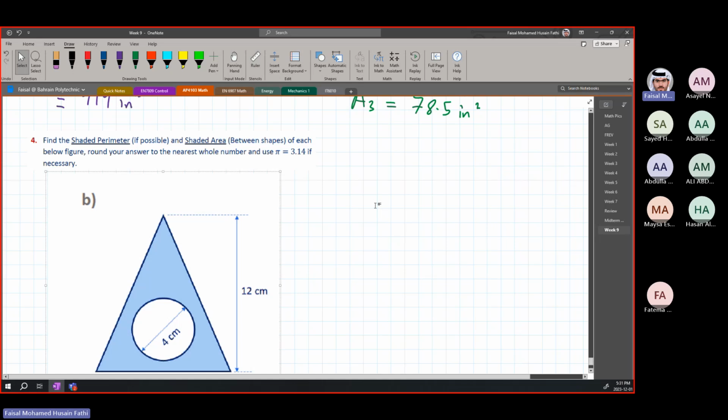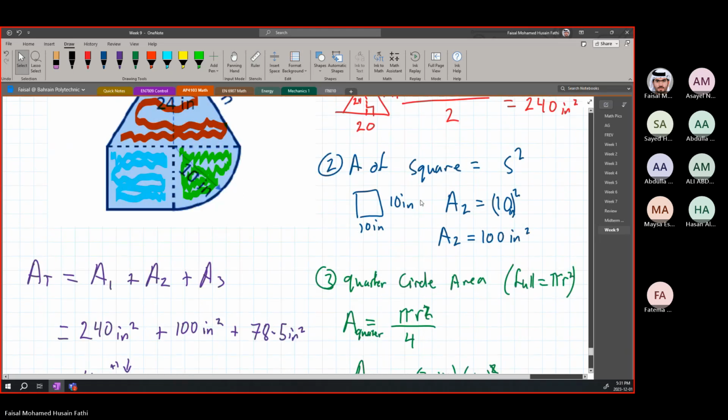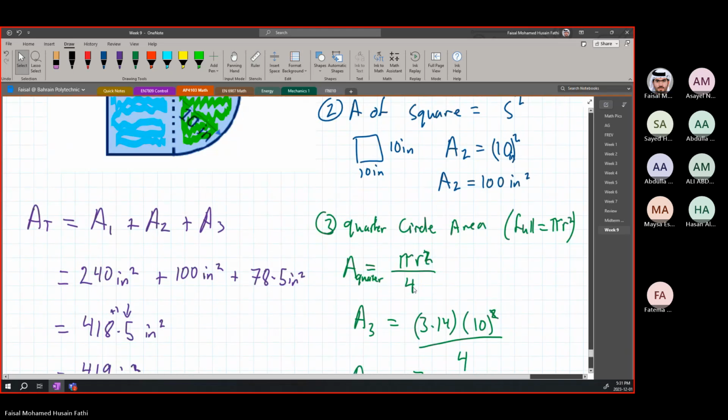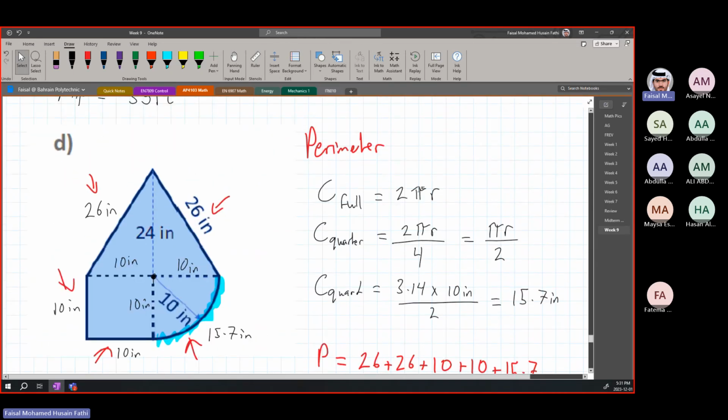How in quarter we divide by 2 and not by 4? We divided by 4. It's pi r squared divided by 4. For the circumference, the full circumference is 2 pi r for the perimeter. So for a quarter, we divide 2 pi r by 4. This is for a full circle, 2 pi r, right? So we divide that by 4, it becomes 2 pi r divided by 4. 2 pi r divided by 4 is equal to pi r divided by 2. Does that make sense, Hassan? Because there's a 2 in the equation.